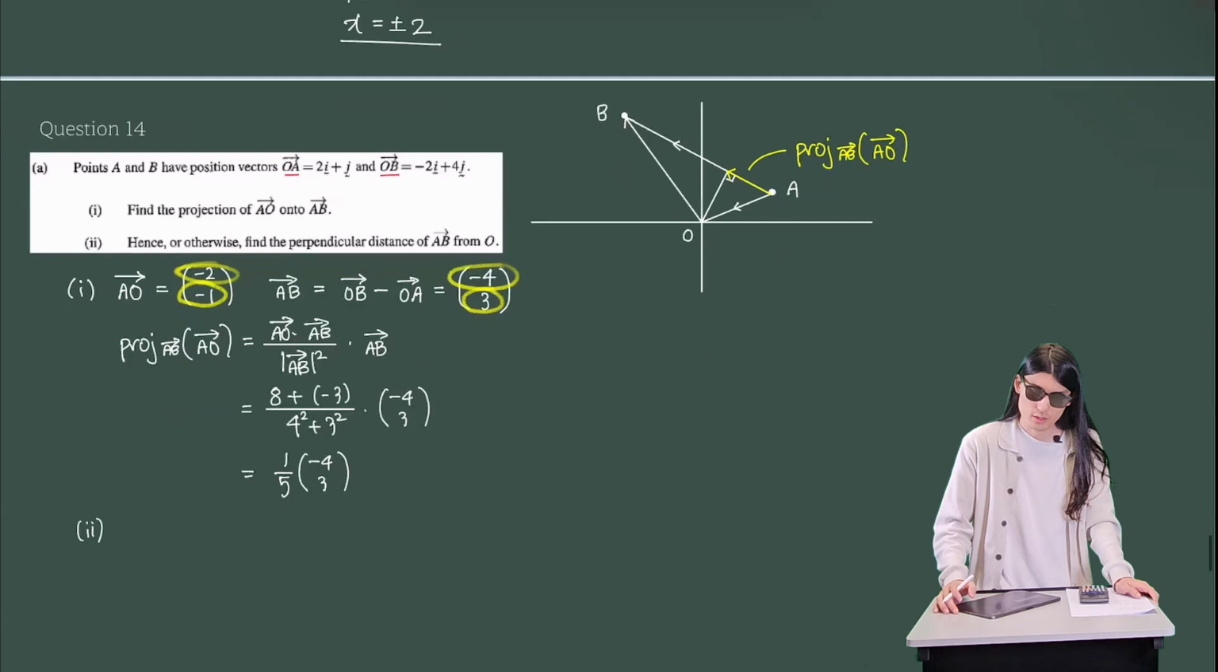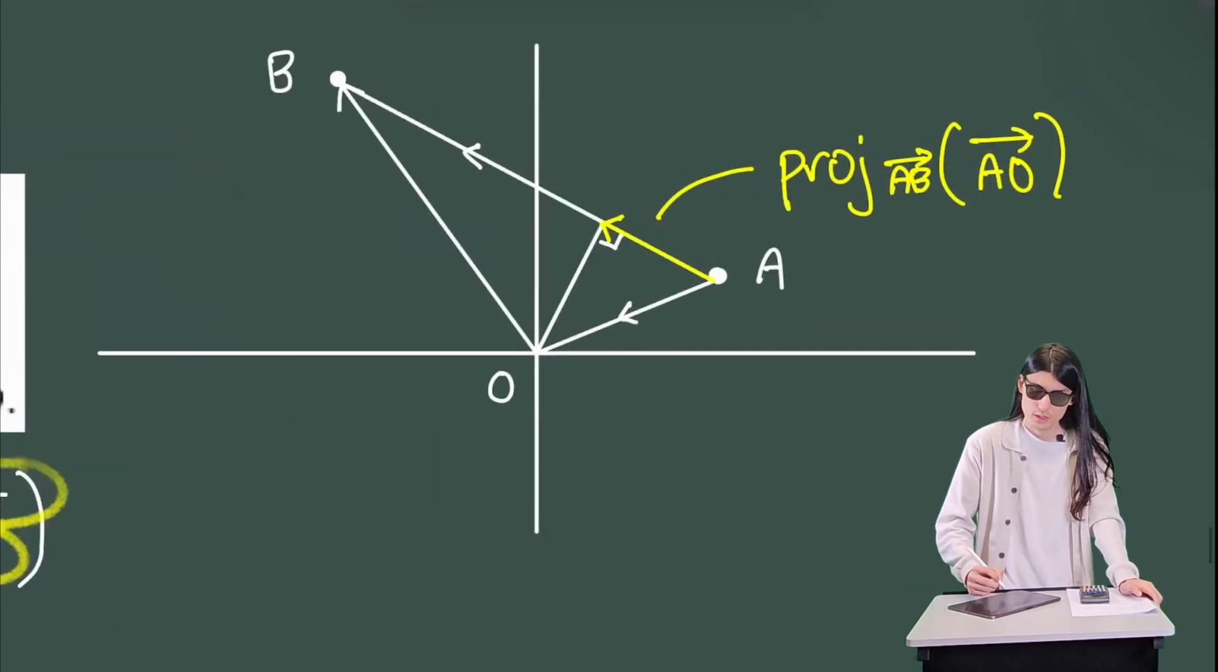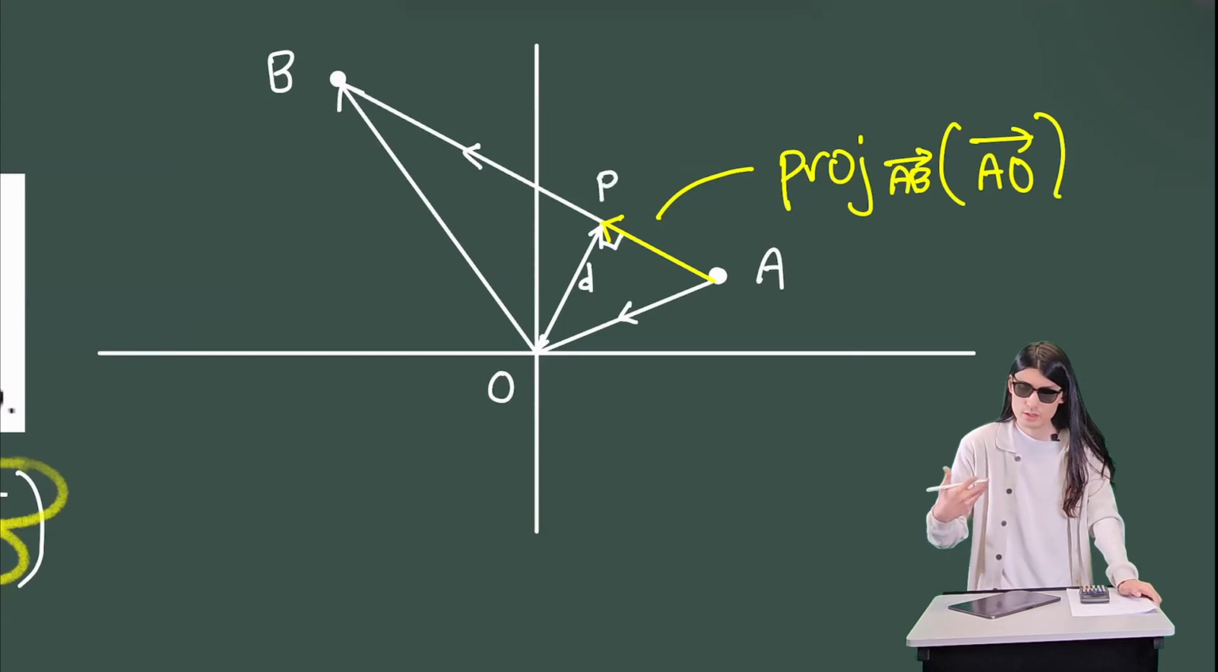Okay? Why? Because what are we looking for in the second part? In the second part, guys, perpendicular distance of AB from O, we are looking for the length of this, aren't we? Okay, let me call that D. Right? And for the sake of convenience, if I label this point to be P, I'm essentially looking for the magnitude of the vector OP, aren't I? Or the vector PO. Either way, it works, right?